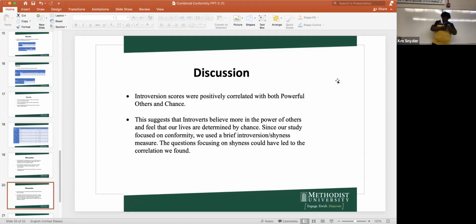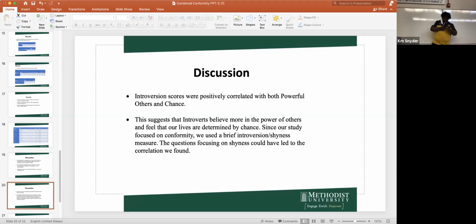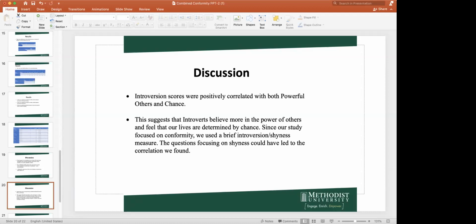Positively powerful others in chance. Suggested that introverts others, our lives are determined by chance. Since our studies focus on conformity, we use a brief introvert. If you want it, you can get it. I'm not getting it. My mom would be mad. They're like very against it.